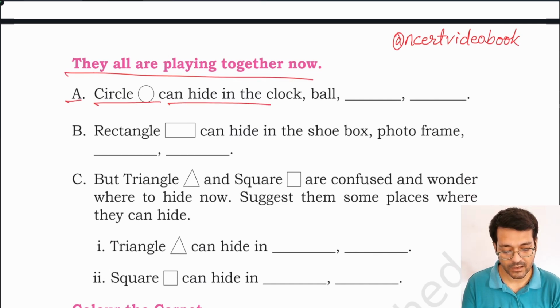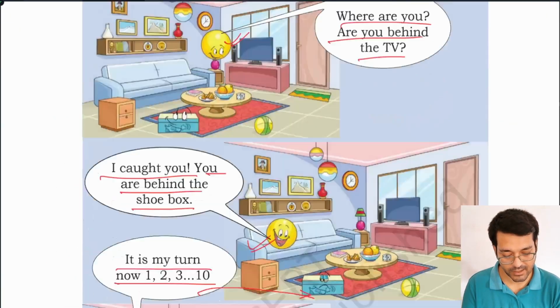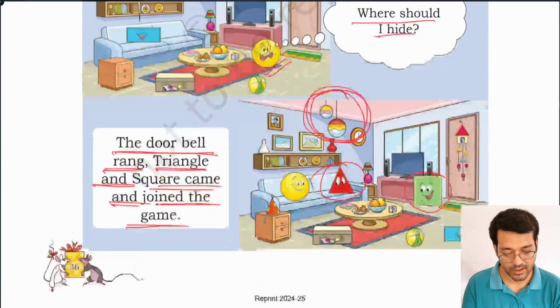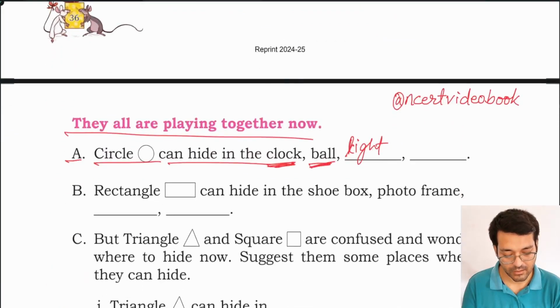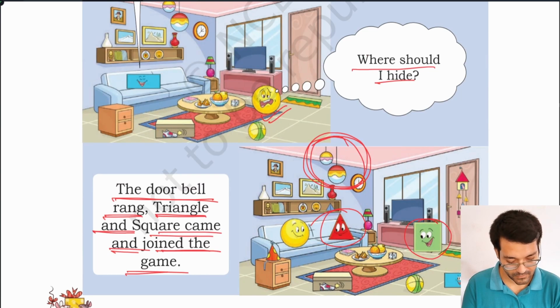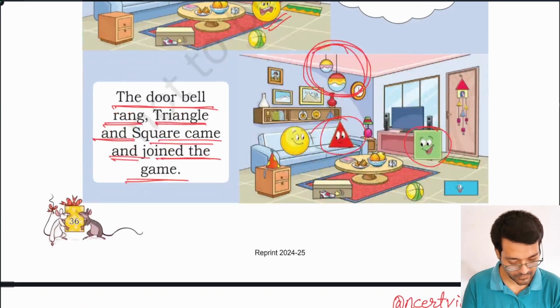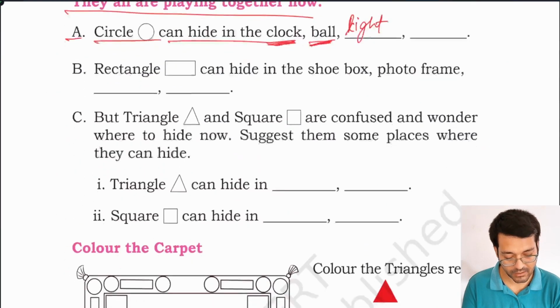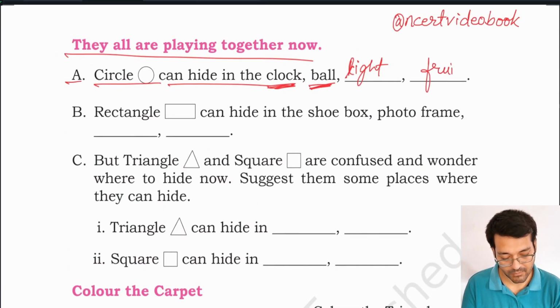A, circle can hide in a clock or ball, as well as bulb light or light. You can see these spherical lights are hanging there. Circle can hide there or behind the fruits, mainly apple or orange, behind orange, because orange is of oval shape and its shadow is circular.